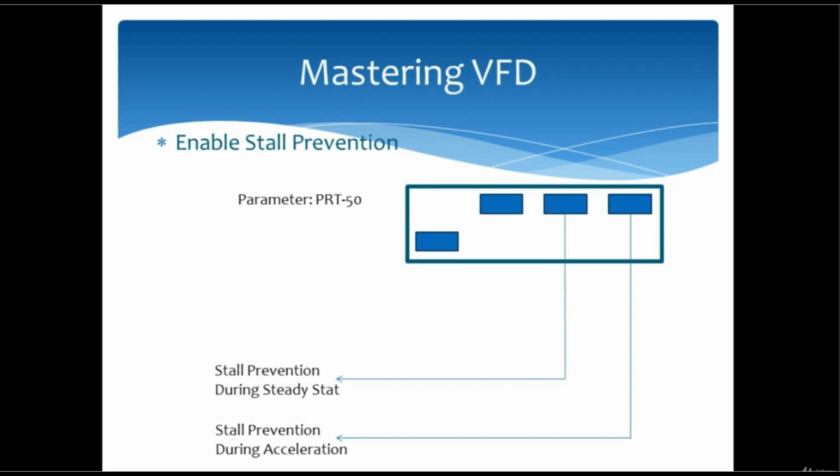The second bit from the right is for stall prevention when the VFD is in steady state, which means that once the motor has reached the desired speed and, due to load condition, torque might build up, stall prevention will then reduce the speed. And the third bit is stall prevention during deceleration. We will discuss this after a while.